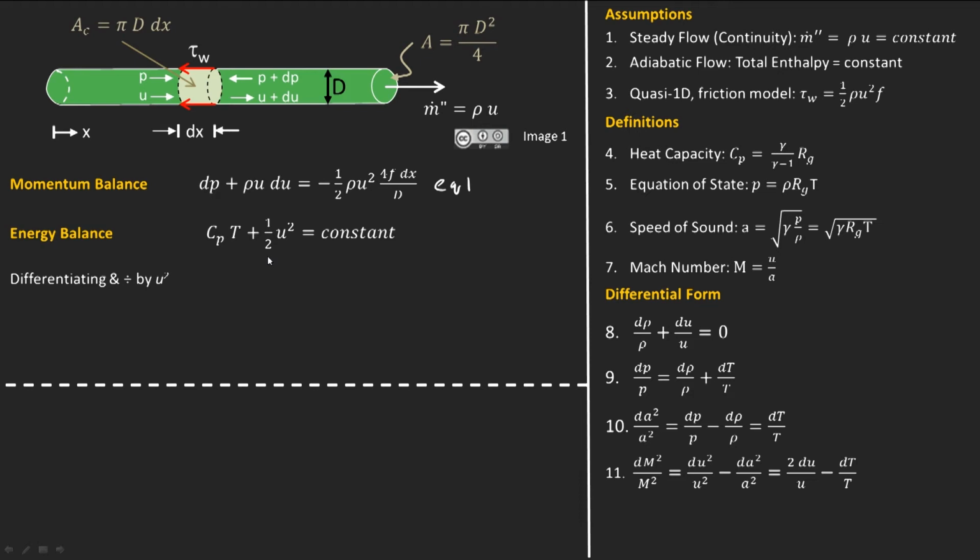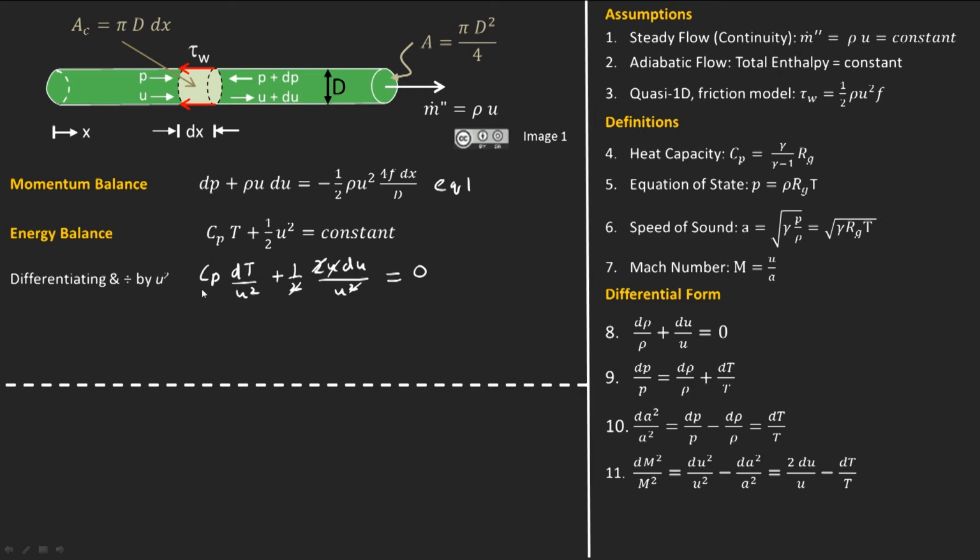In the next step, let's differentiate this equation and divide it by U squared, to write this as Cp times dT divided by U squared plus half, differentiating this U squared we get 2U du divided by U squared. Differentiating the constant we get 0. Let's cancel the 2 with the 2 and the U with this U squared.